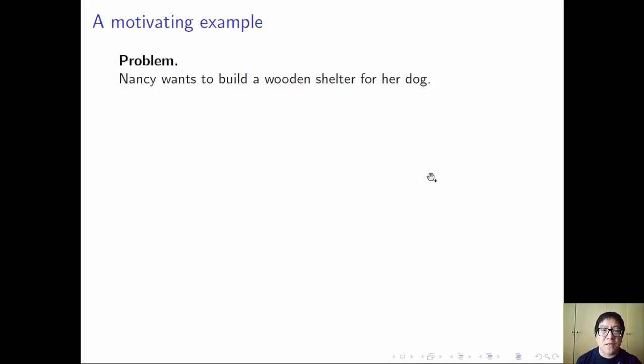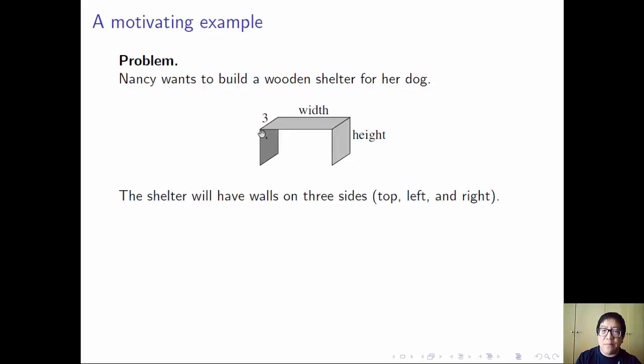So here's our motivating example. Suppose Nancy wants to build a wooden shelter for her dog. It looks something like this. It's sort of got walls on three sides, on the top and the left and the right.